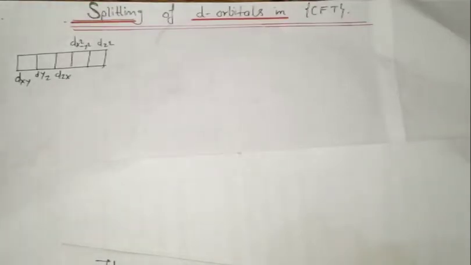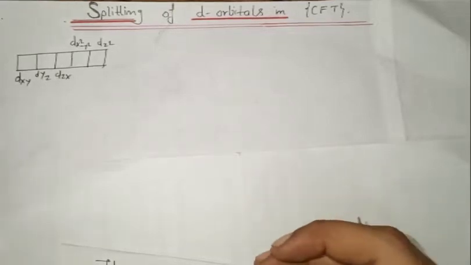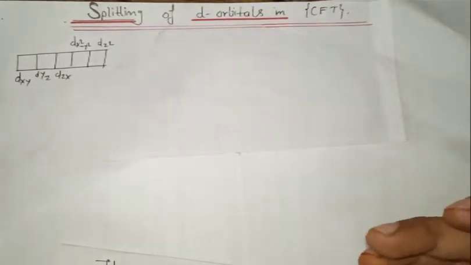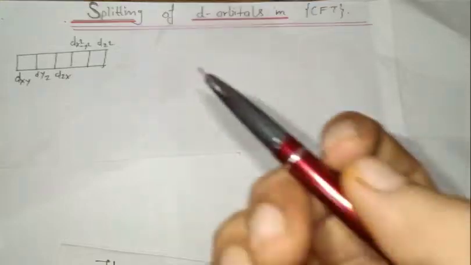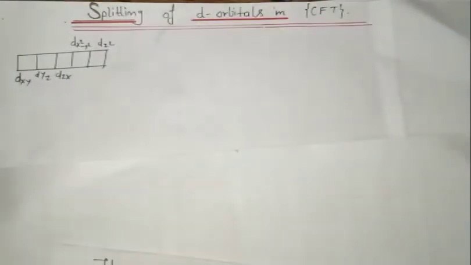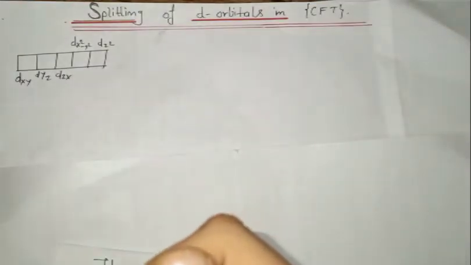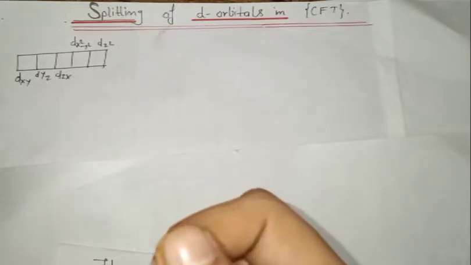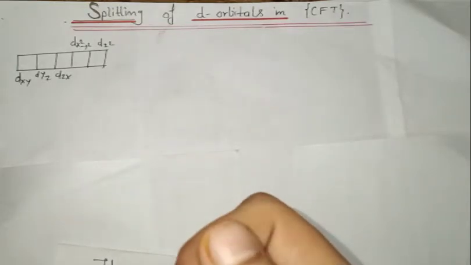Today we intend to discuss a very important topic from coordination chemistry, that is crystal field theory. We are going to check the calculation of CFSE as well as the splitting of d orbitals in presence of octahedral complexes, and you will be able to understand the tetrahedral complexes on your own after watching this video.